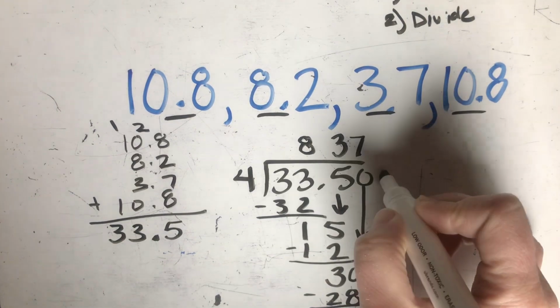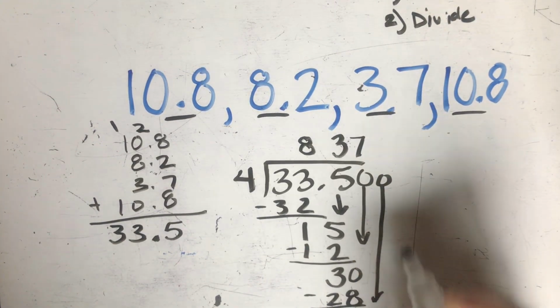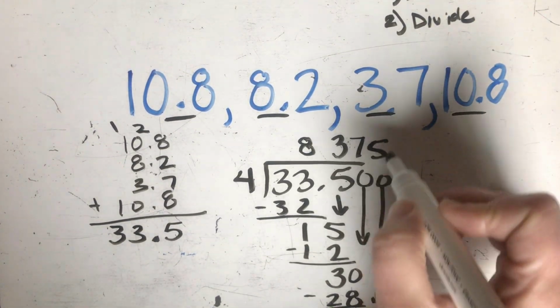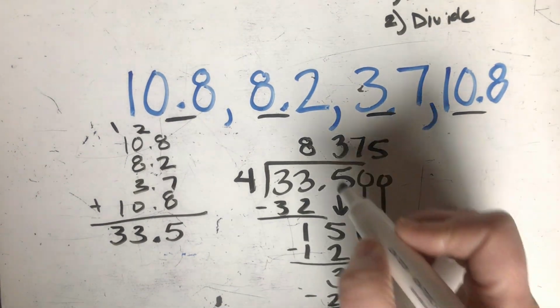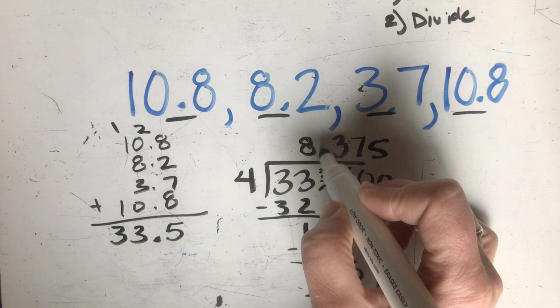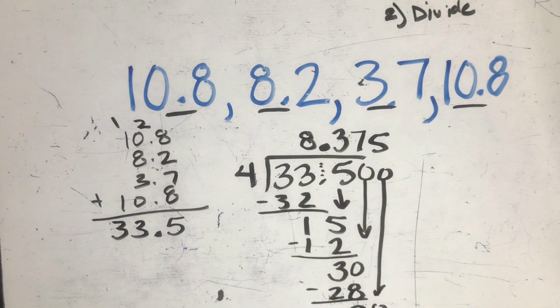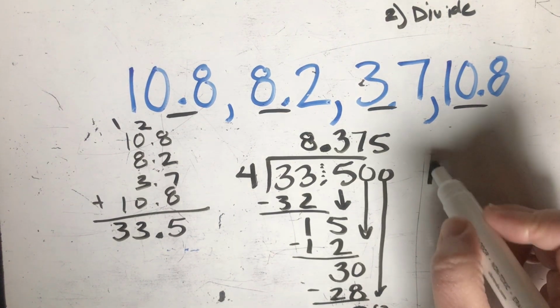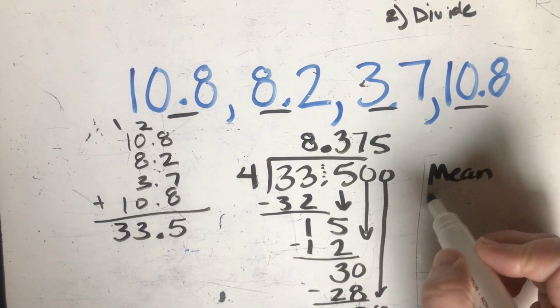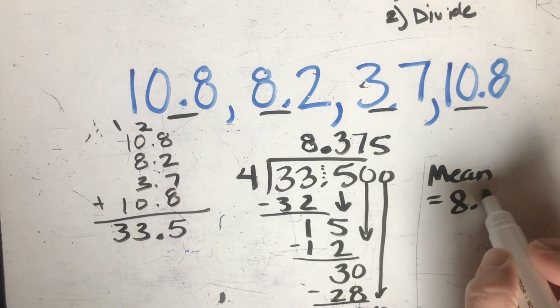Subtract, I get 2. I'm going to bring down another 0. 4 goes into 20 5 times. 5 times 4 is 20. And now I'm done. So now I can put my decimal in my answer, bring it up as if my sign had a leaky roof. So my average, or mean, of this data set is 8.375.